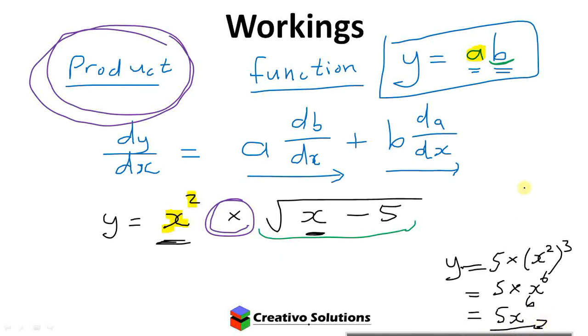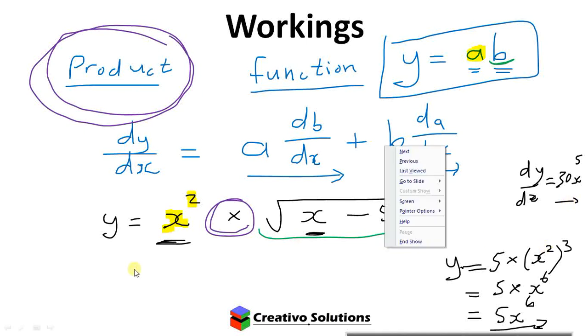Can I find the derivative of this? Yes, dy over dx would equal 30x to the 5. Does that make sense? Okay, so is it necessary to use product rule here? No, because I don't have x there and x there. So I have to have two different variables with two different expressions on both sides in order to use product rule. Right, so let's apply it.